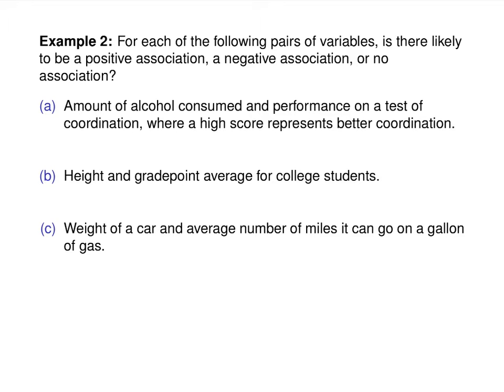For each of the following pairs of variables, is there likely to be a positive association, a negative association, or no association? So the amount of alcohol consumed and performance on a test of coordination, where a high score represents better coordination. So imagine a graph. On the x-axis is our explanatory variable, so amount of alcohol. And the y would be the coordination. And you would expect that in general, the coordination will go down as the amount of alcohol increases. This will be a negative association.